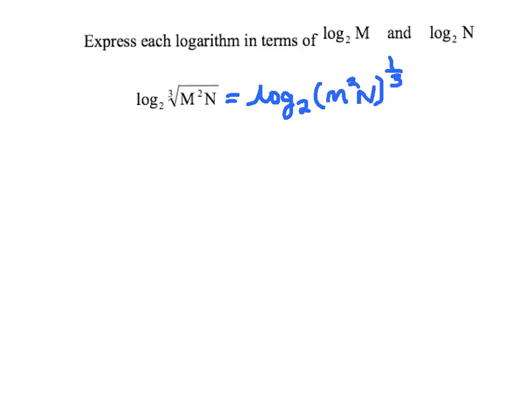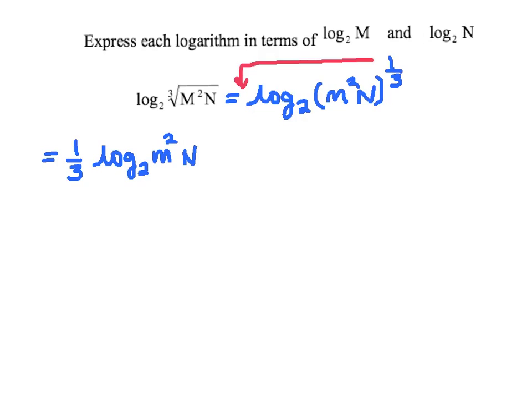The first property I'm going to use is to take that exponent, 1/3, and bring it down in front. I can now say this is going to be 1/3 times log base 2 of m squared times n.